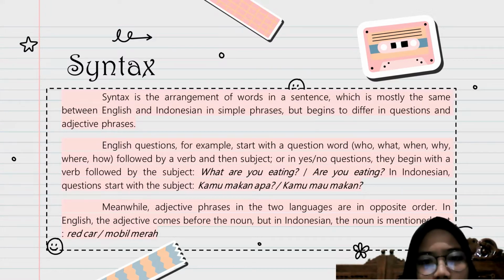For example, what are you eating? Or are you eating? In Indonesian, questions start with the subject. For example, kamu makan apa? Atau kamu mau makan? Meanwhile, adjective phrases in the two languages are in opposite order. In English, the adjective comes before the noun, but in Indonesian, the noun is mentioned first. For example, red car or mobil merah.